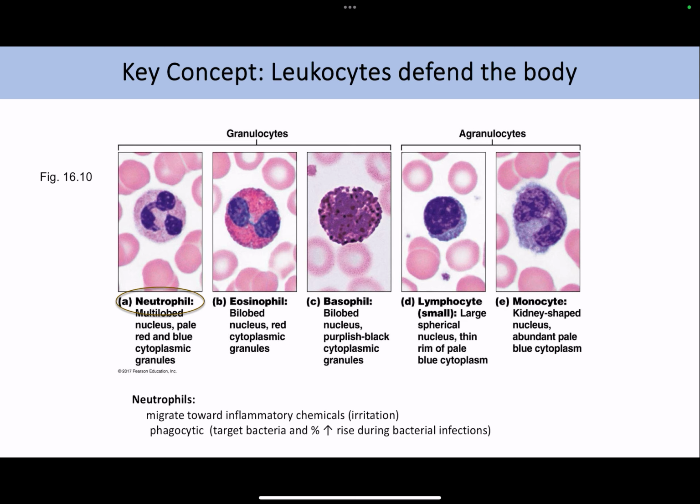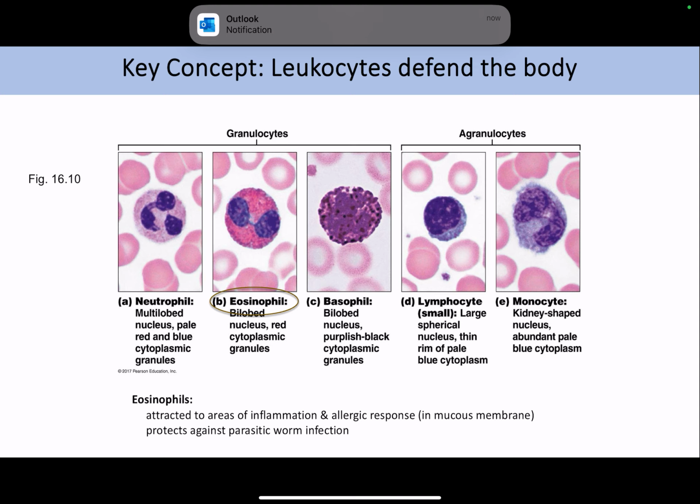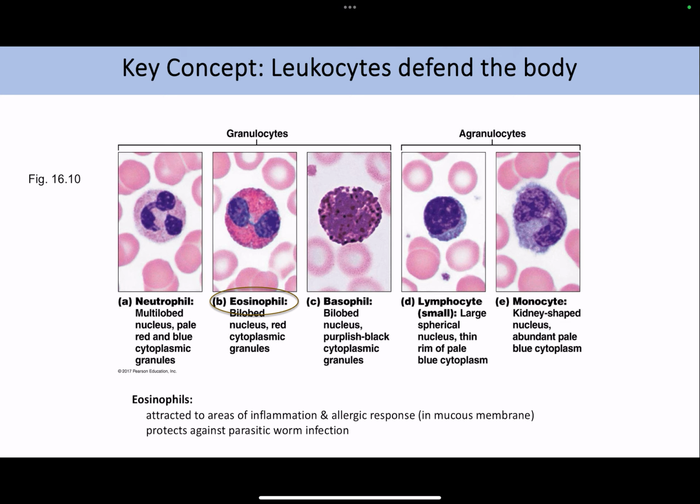All right, so those are neutrophils. Next are our eosinophils. They are attracted to areas of inflammation, and they are involved in the allergic response, but not to as big an extent as our basophils. They specifically work in our mucous membranes, and they protect against parasitic worm infections. So if you were to eat bad shellfish and ingest a parasitic worm, it is eosinophils that help you fight that off. Now, a parasitic worm is going to be way too large for an eosinophil to phagocytize, so they don't do phagocytosis. And I want to show you the video of what they actually do.